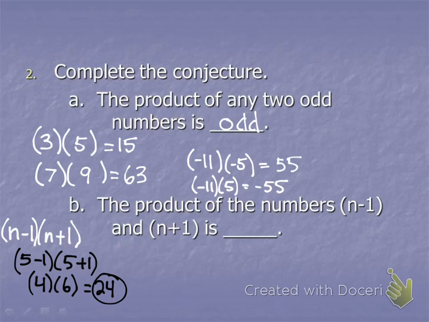Anyone have another one? What number are you plugging in? 8. So 8 minus 1, 8 plus 1. That gives me 7 and 9, which is 63. So when I make n equal to 8, I get 63 as my answer. Good work so far. Let's try one more.